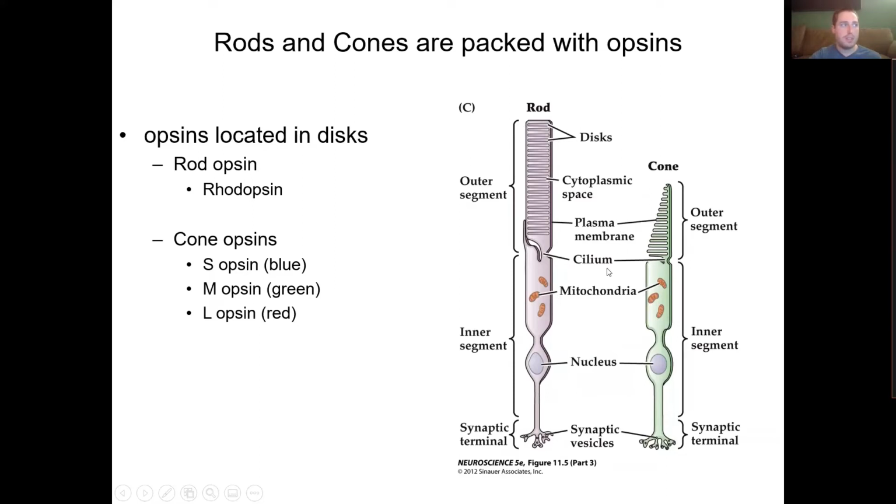Cones have their own opsins, and they actually have three different types: the S opsin, the M opsin, and the L opsin. The S stands for short wavelength, M for medium, and L for long, and they are best suited to absorbing light in the blue, green, and red range. They're also packed. They're not quite as tall, but they still have a lot of stacks of their opsin. Having a whole lot of the molecule allows them to be very good at capturing photons.